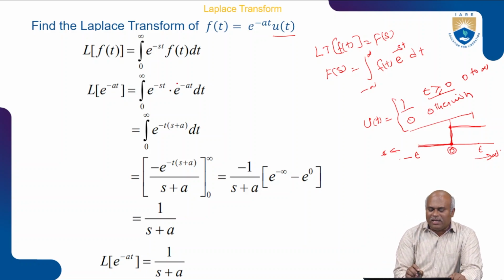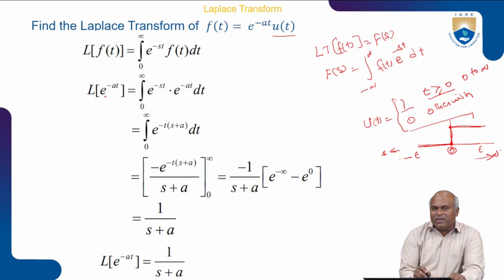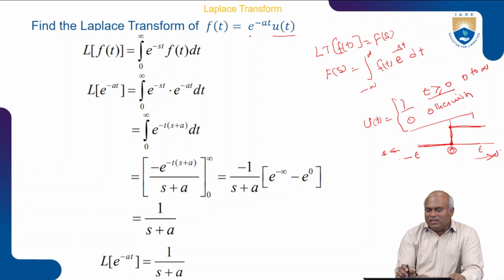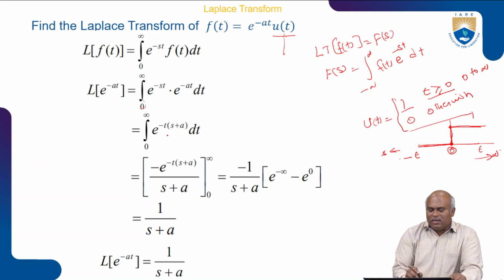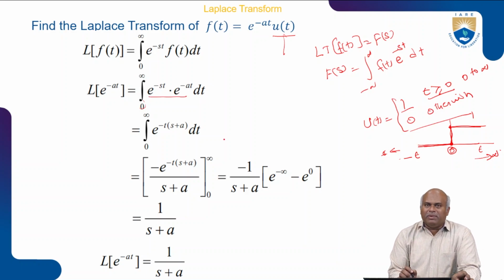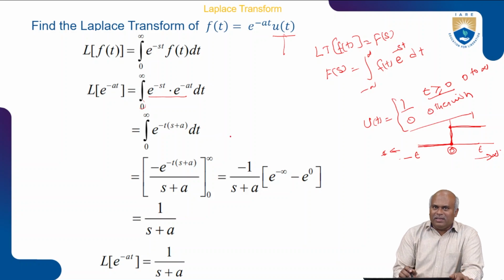That's why I write the equation: the Laplace transform of e power minus at is equal to the integration from 0 to infinity of e power minus st times e power minus at dt. Due to this u of t, I write the limits as 0 to infinity only. Combining the terms, I represent it as the integration from 0 to infinity of e power minus t times s plus a dt.